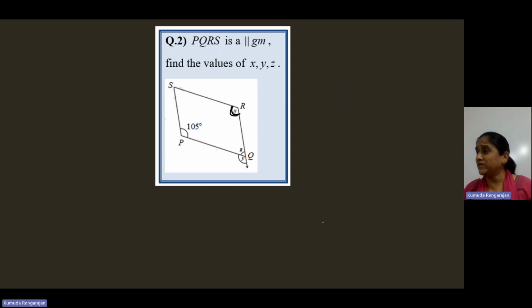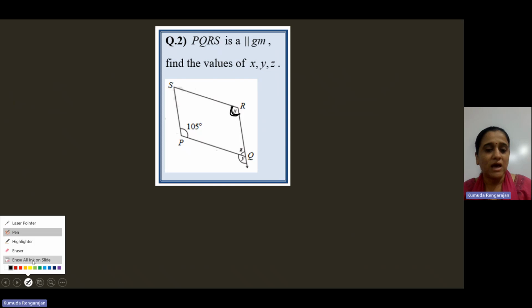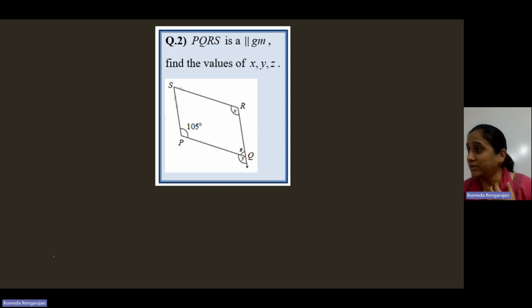Not always. In every figure, we cannot say that. It's given PQRS is a parallelogram, so you must use the properties of a parallelogram to find the values of X, Y, and Z. So X is equal to 105 degrees because opposite angles are equal. Then Y, what's the value of Y?